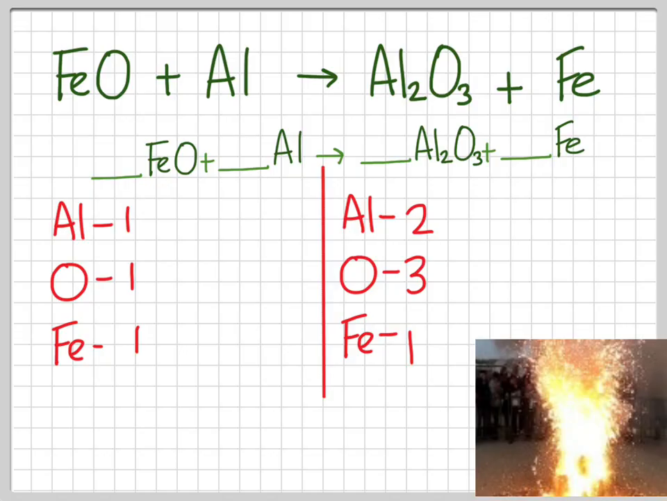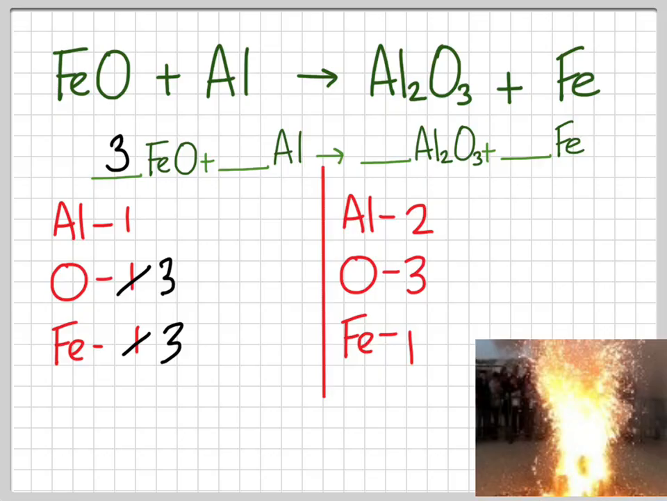Well, it looks like I could balance my oxygen by putting a coefficient of 3 in front of that iron oxide on the reactant side. So then I would have to change my tally. I would now have 3 oxygen, 3 iron, and 1 aluminum on the reactant side, 2 aluminum, 3 oxygen, and 1 iron on the product side. I'm going to hold off on balancing that iron until very last because it's all by itself.